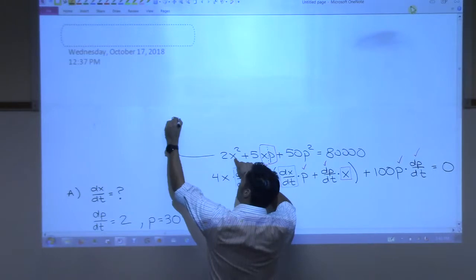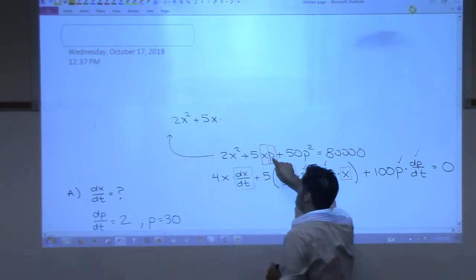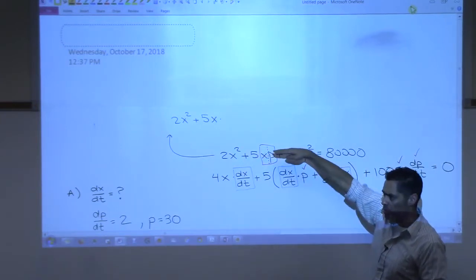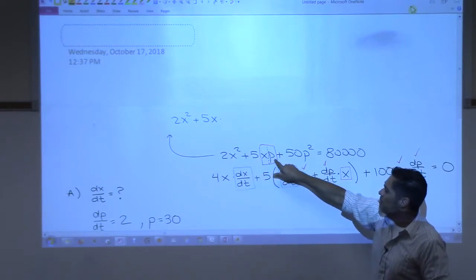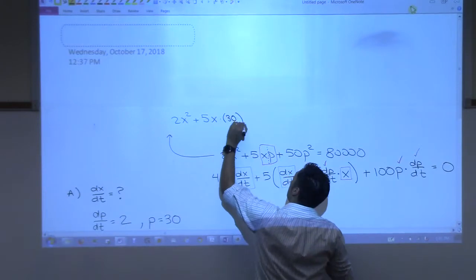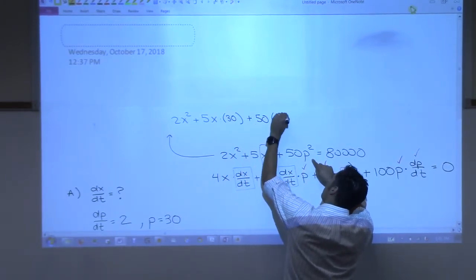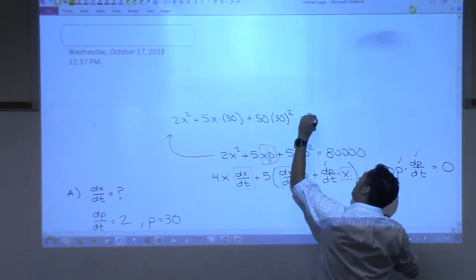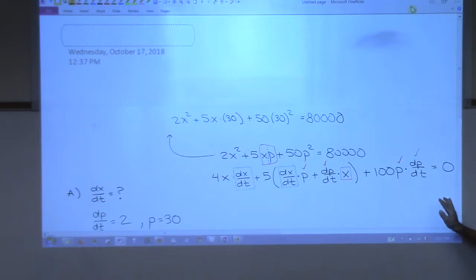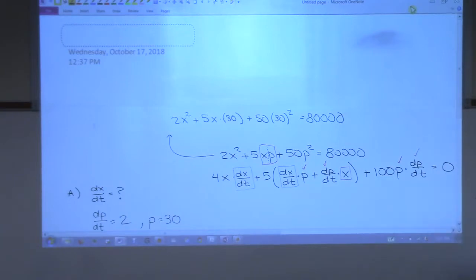So here we go. 2x squared plus 5 times X times P. Notice I'm working with the original. I'm not working with the derivative. I'm working with the original equation. So 5 times X times P, what's P? 30, right? So 30 there. And then plus 50 times 30 squared equals 80,000. All right. Oh my goodness. Your eyes are not deceiving you. That is a quadratic equation.